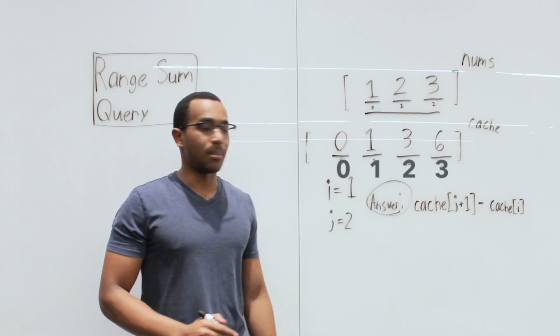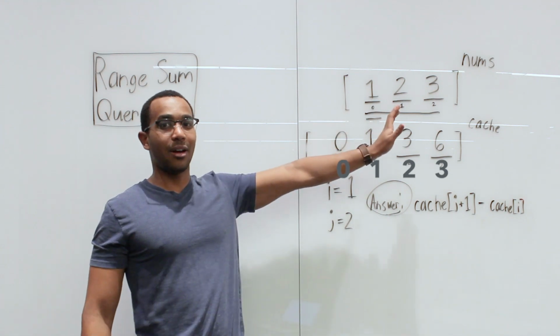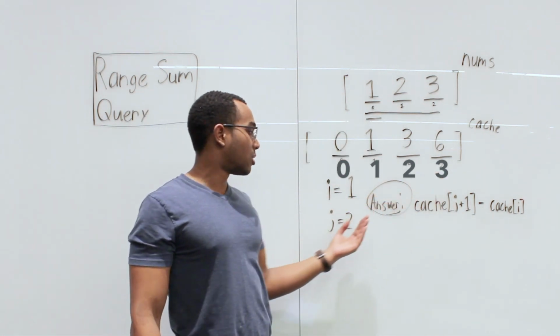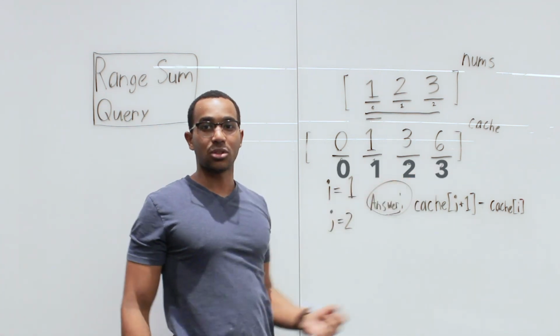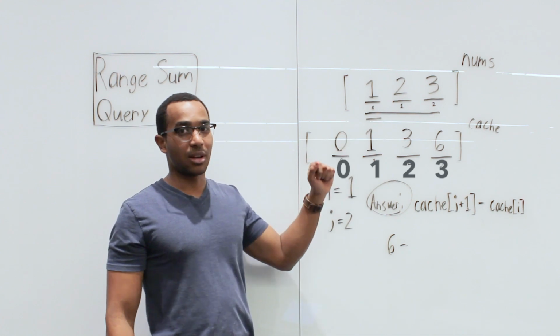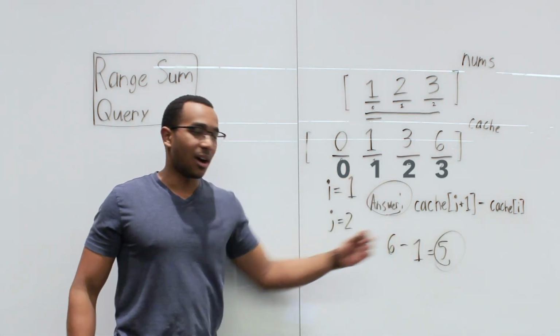We get the bigger sum. We get the smaller bound. We get the lower bound. We get all of the items before the lower bound. And the higher bound sum turns out to be 6. So we take 6, and from 6, we subtract the lower bound sum. So we subtract 1. And what we get is the answer of 5.